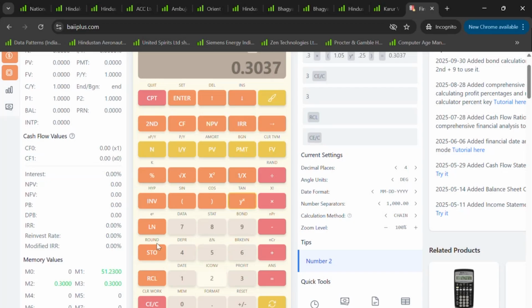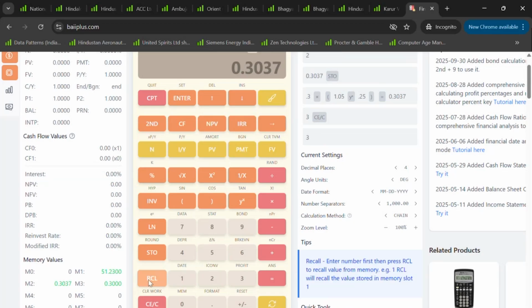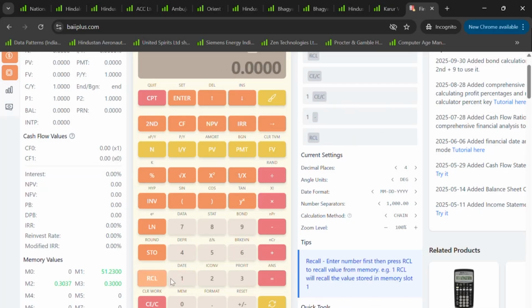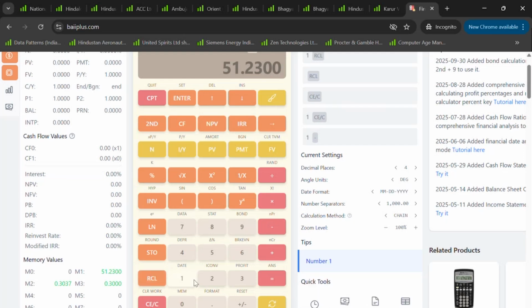Yeah, it's this answer. This is my second value. And my third value is 0.3, which is not discounted. Now I'm going to recall my first value. From that, I'll minus my second value. And from that, I'll minus my third value.